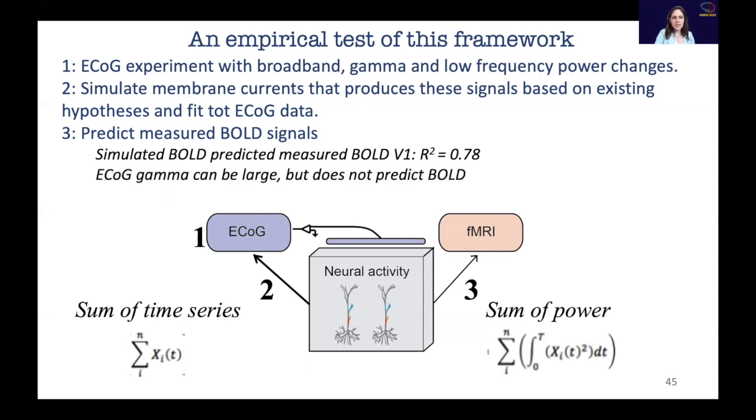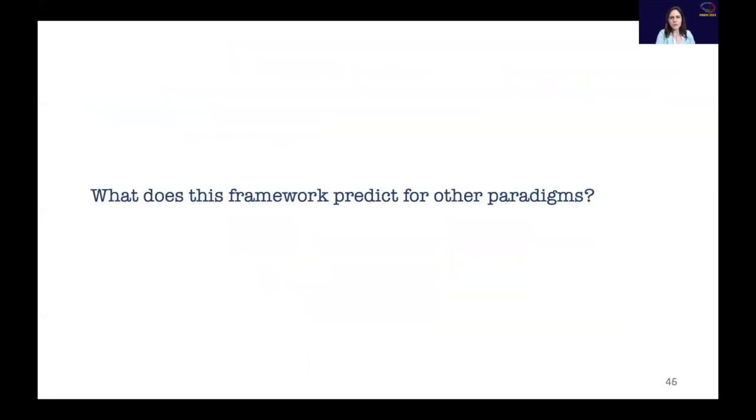Moreover, these simulations showed that ECOG gamma could be large, but did not predict volt. And when we tried different hypotheses in step 2 for different signals being generated by different underlying activity, the data fit less well. And this is a paradigm tested for a particular setting in visual cortex. So I want to go through what this framework would predict for other paradigms.